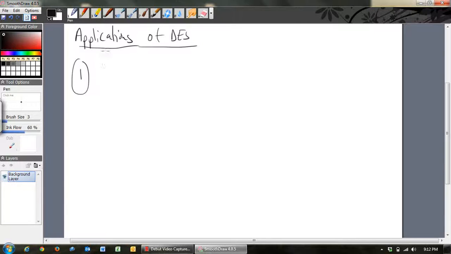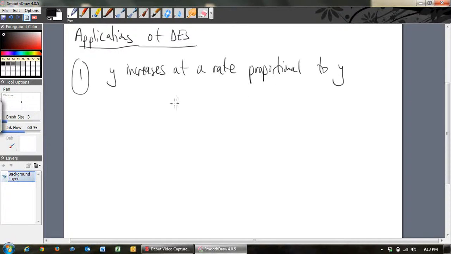And so the first case that you might get is you might say that y increases at a rate proportional to y or something like that. So y increases at a rate proportional to y. And we just want to know how to convert that into a DE.